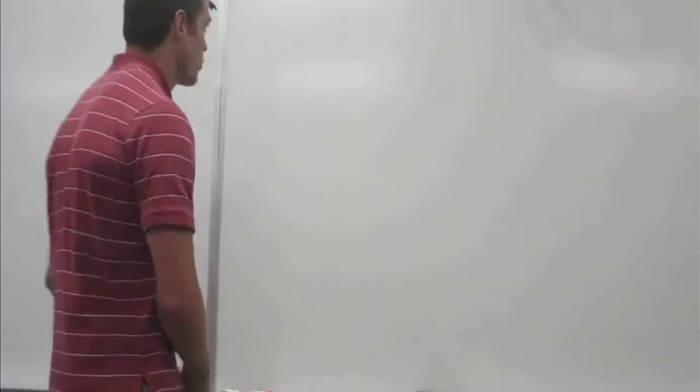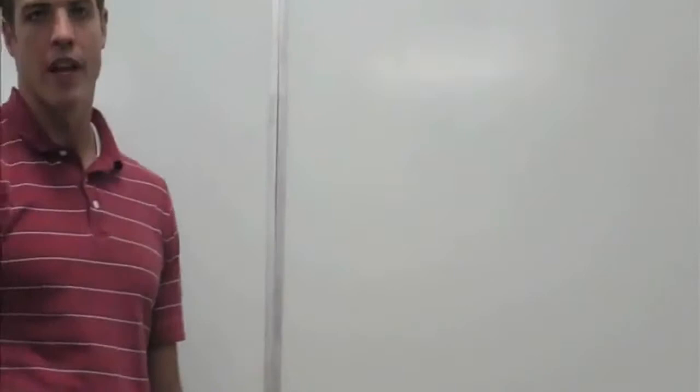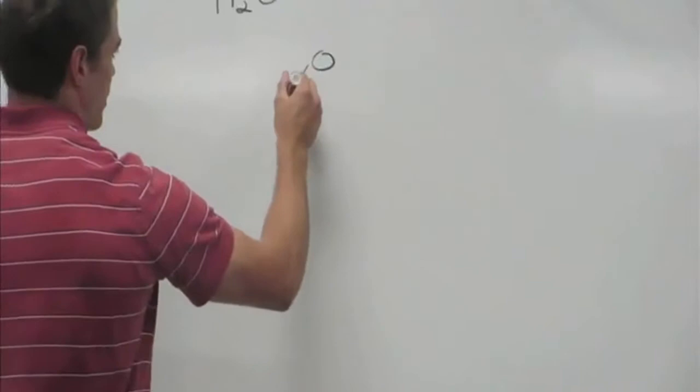So first off, let's just talk about water. What is the molecular formula for water? We all know that it is H2O, two hydrogens and one oxygen. And if we draw the structure of water, we know it looks like Mickey Mouse, right? Hydrogens out here like that.